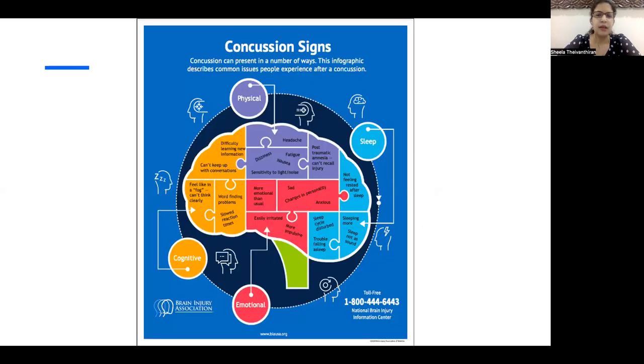Okay. So what are the symptoms of concussion problems, right? We've already discussed this before. They have problems sleeping, I already said that.